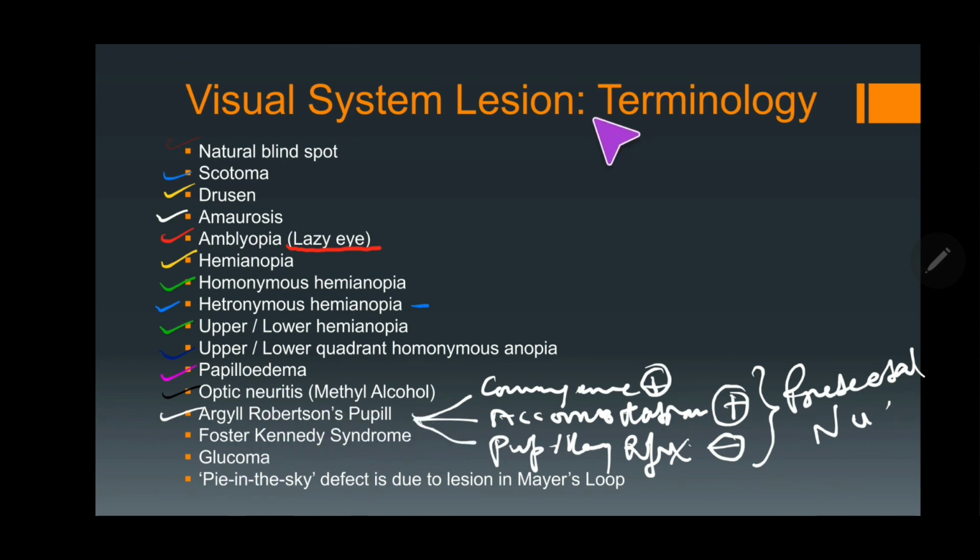Now about Foster-Kennedy syndrome. Foster-Kennedy syndrome is actually compression of the optic nerve because of frontal lobe tumors. If there is a tumor on the inferior surface of the frontal lobe, it might compress the optic chiasma and the intracranial portion of the optic nerve, that's around 10 millimeters. Because of that there will be loss of vision, and that's called Foster-Kennedy syndrome.